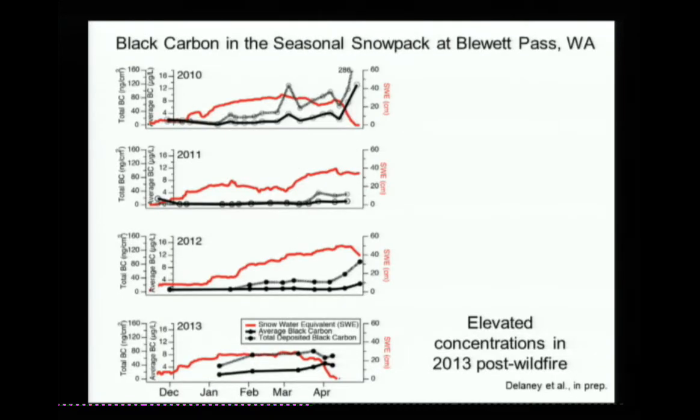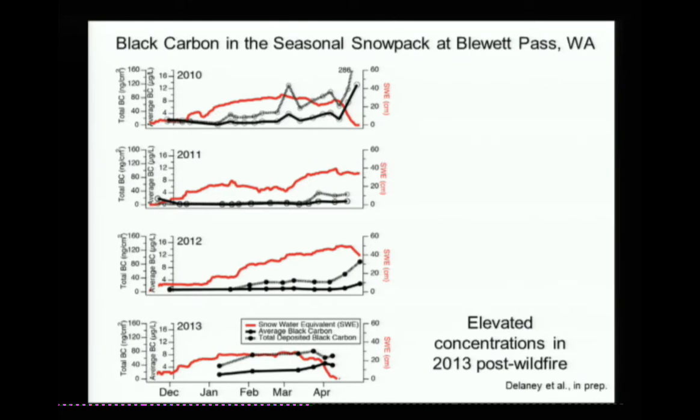One thing that was interesting that happened is that we had been monitoring the snowpack up at Blewett Pass for 3 winters, the 2010, 11, and 12 winters. And then at this time in 2012, we experienced a large forest fire, the Table Mountain Fire. If any of you happen to be on the east side of the Cascades during that point in time, I'm living in Ellensburg, and the air quality was absolutely horrendous. It was up to hazardous levels at some points in time.